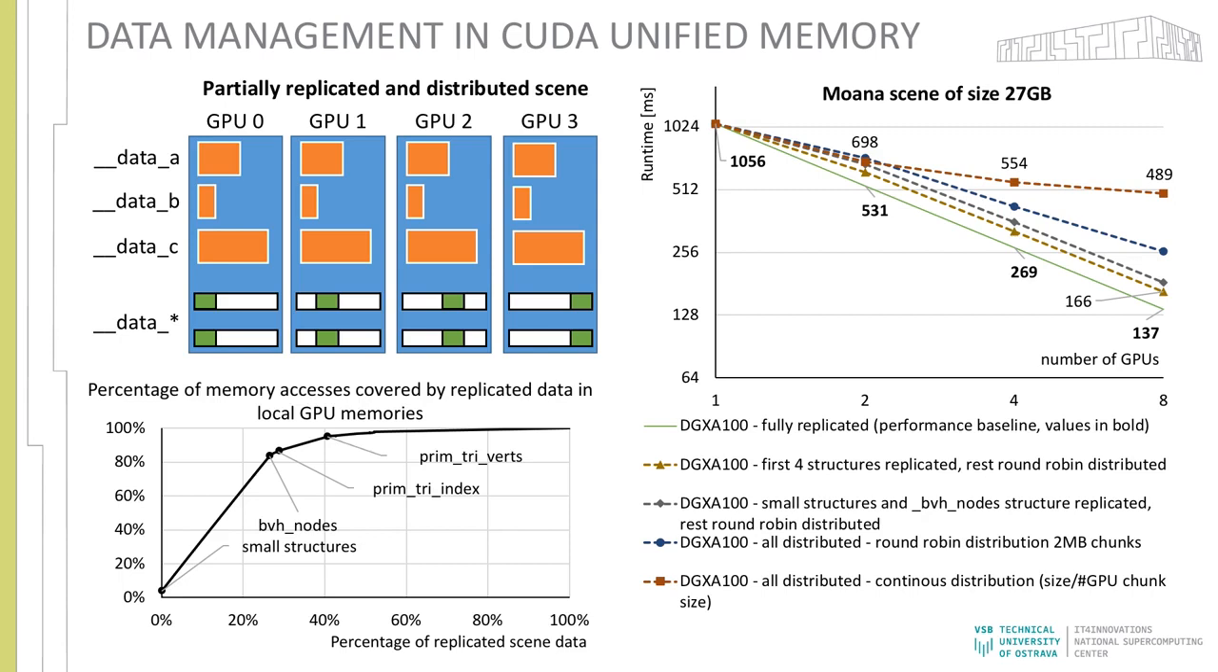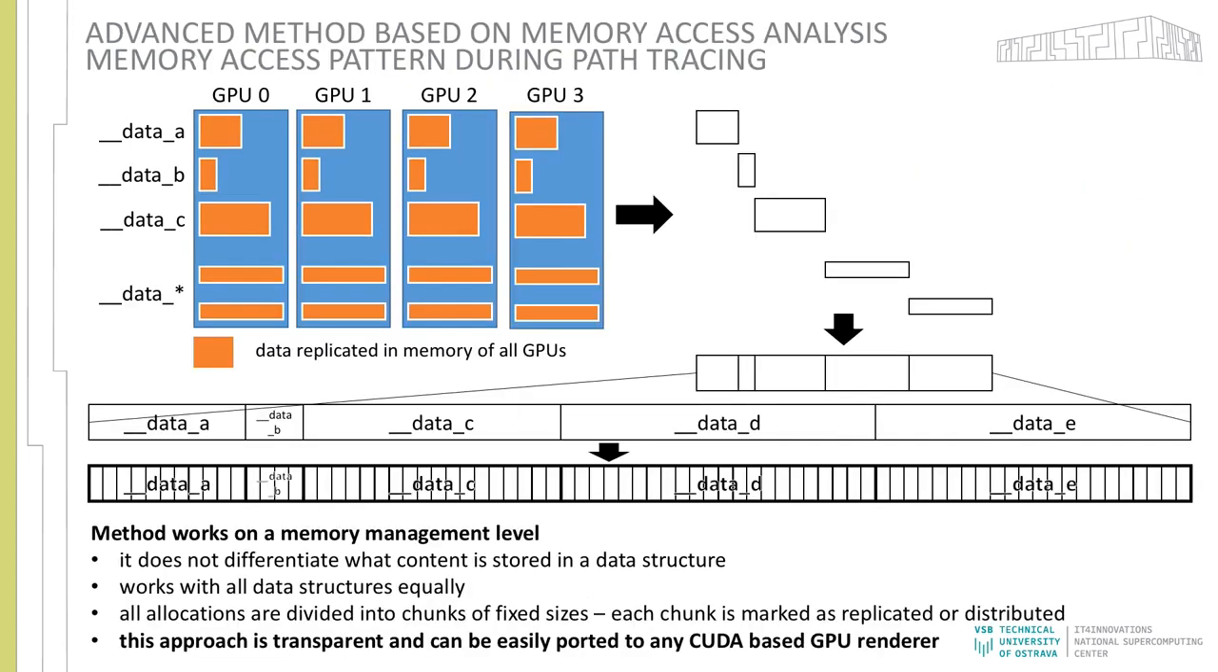The second chart shows the impact of replication of these structures on the scalability of the path tracing. We can see that path tracing on 8 GPUs is only 1.2 times slower when compared to the fully replicated scene. The problem with this approach is that it still replicates a significant part of the scene, over 40%. Based on our hypothesis that not all parts of the data structures are accessed evenly, we have developed the advanced method presented in the following slides.